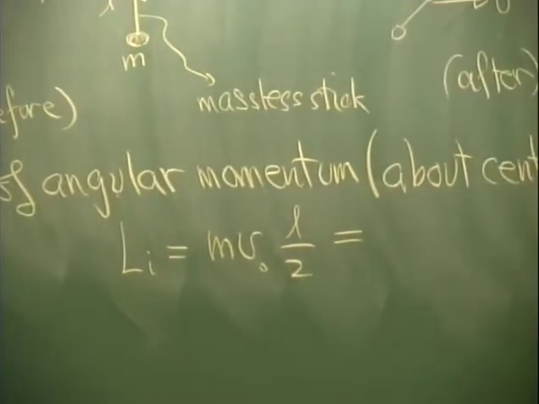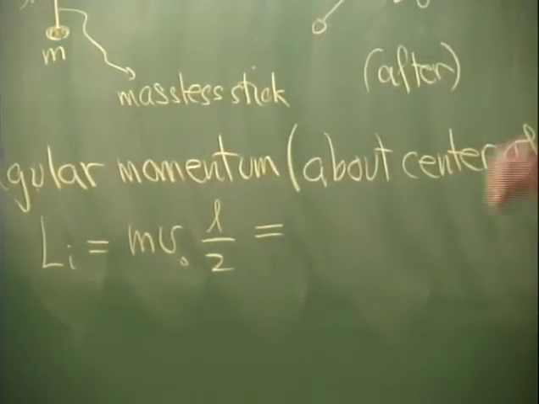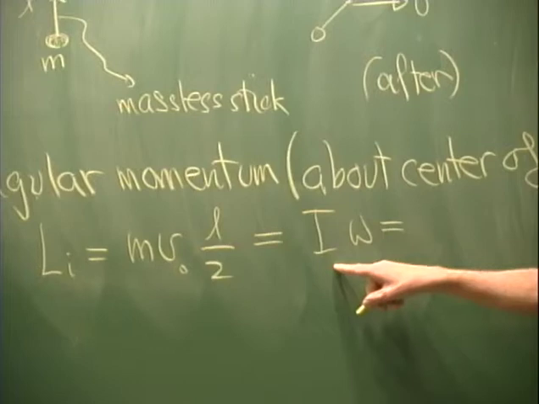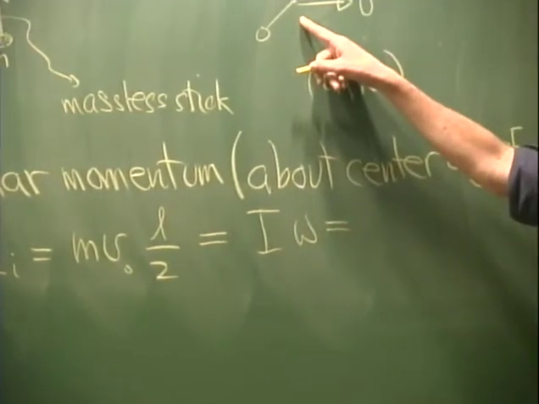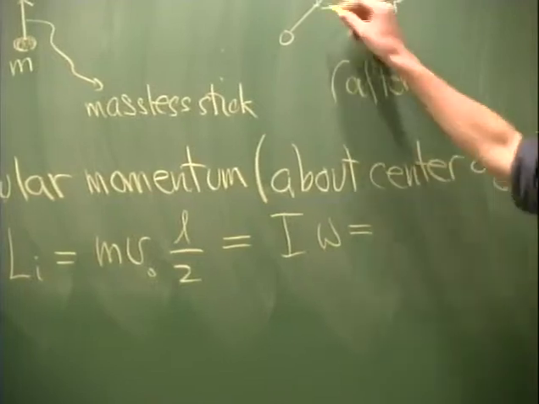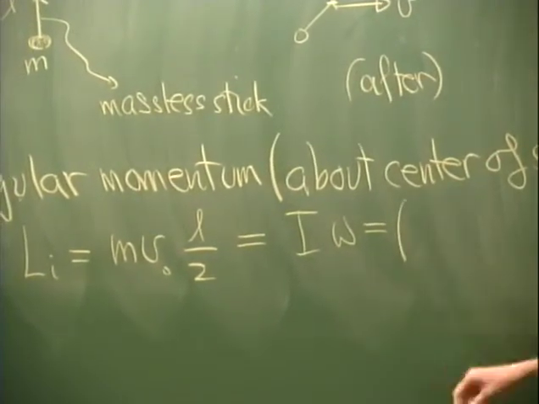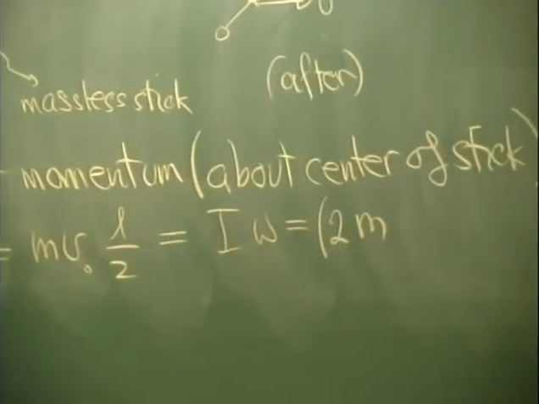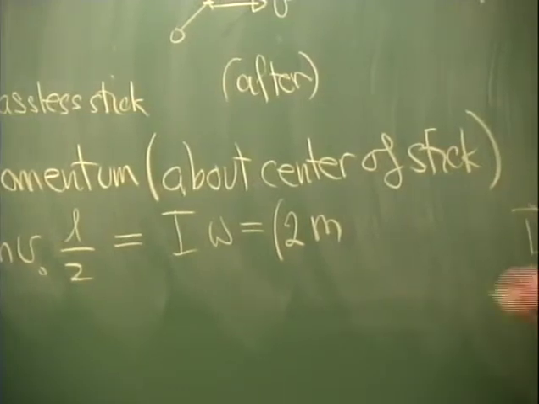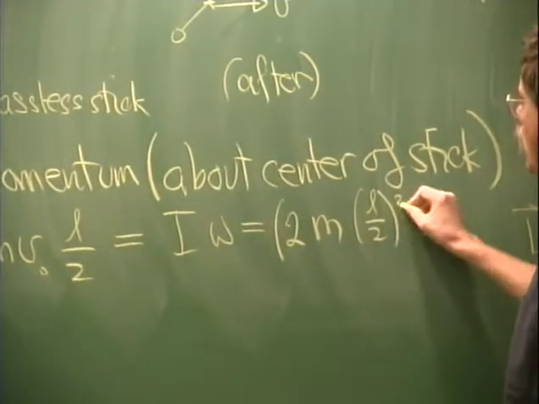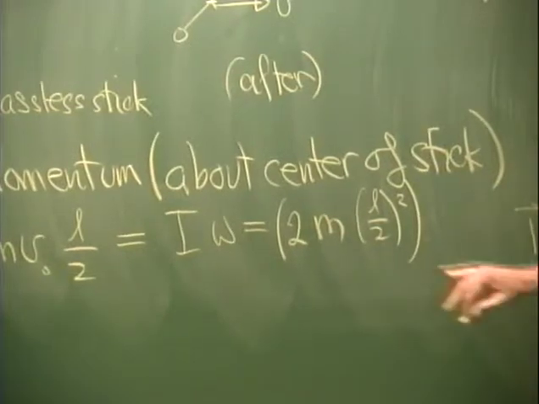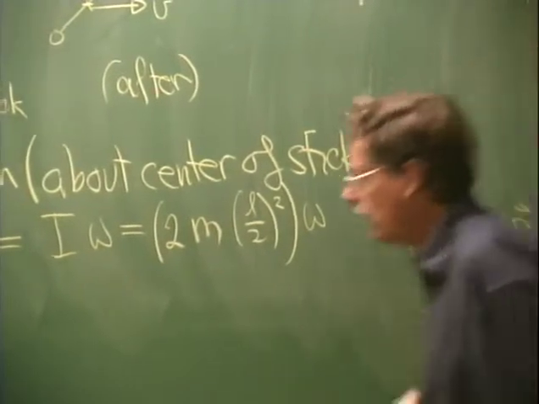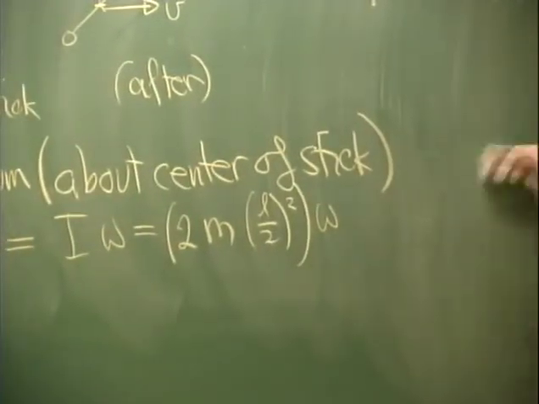What is the final angular momentum when this thing is rotating around? Well, it's I times omega final, and I, the moment of inertia for this dumbbell about the center of the dumbbell, is 2, because there are 2 ends, m, the mass of each, times the square of the distance away that the mass is, that's L over 2 quantity squared. So that's the moment of inertia, 2m times L over 2 quantity squared, times omega. That's the angular momentum after the collision.